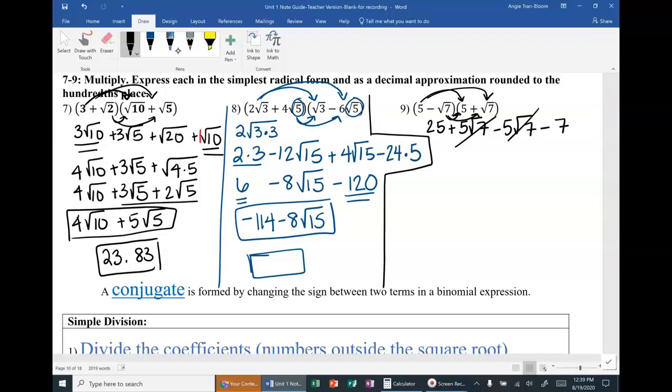So 25, take away 7, it's going to give us 18. 18 is not an irrational number, so we do not need the decimal approximation.